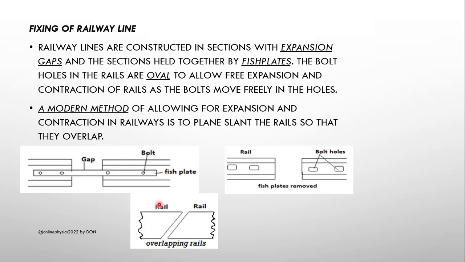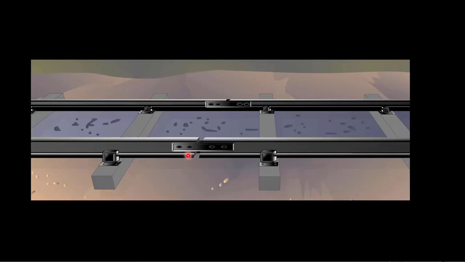Then we have this modern one, whereby a modern method of allowing for expansion and contraction in railways is to plane slant the rails so that they overlap. Look at this overlap here, a very big gap in between. Once this expands, it can move to that side, and this one moves to this side. Therefore, there will be no breakage here. They'll just expand and fit this gap that has been left, that is, overlapping rails. Then you can see the bolt holes over here when the fish plate has been removed. So that is for the railways. A very good example here.